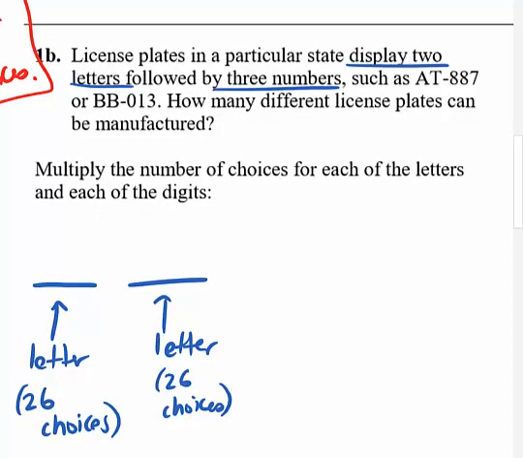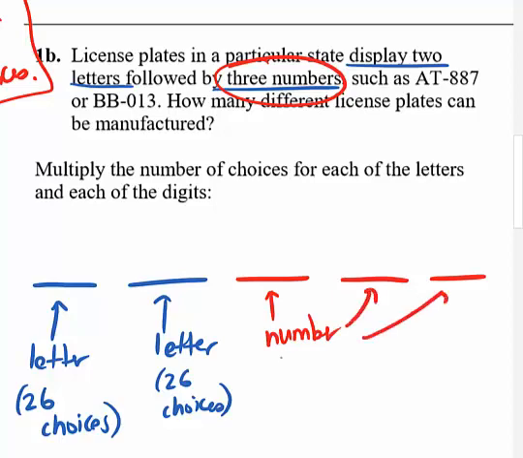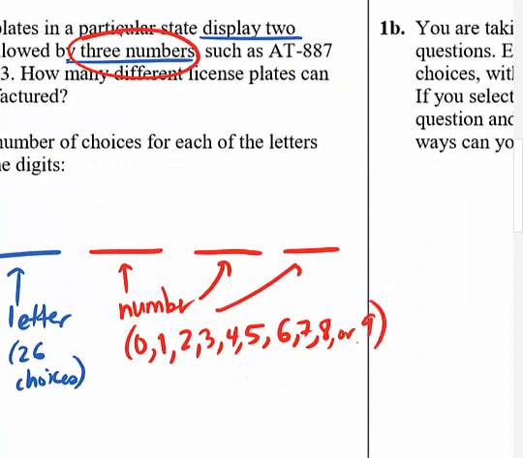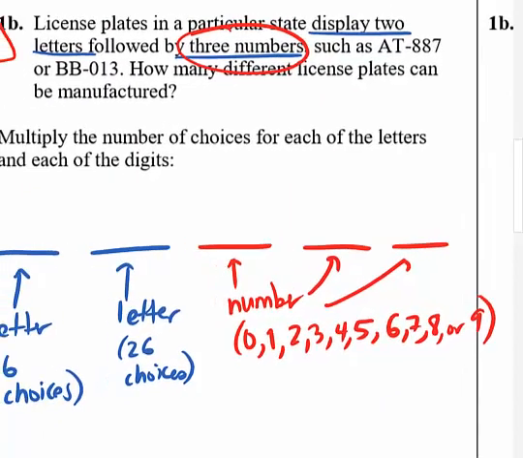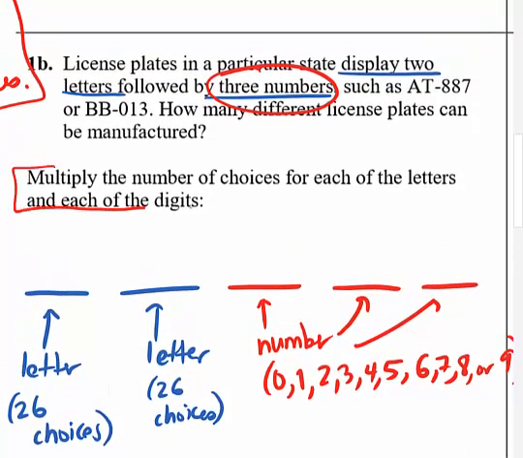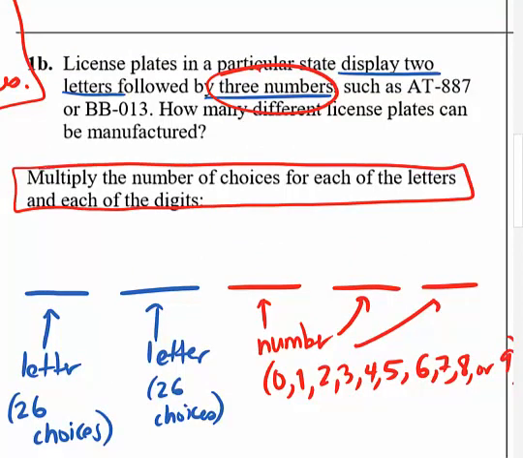Okay, 2 letters, we got that. And then followed by 3 numbers. I think they mean 1-digit numbers, so I wouldn't think that one of those numbers could be a 10 or 11. It's 3 numbers, they're each 1 digit, next to each other. This is a number, so is this, so is this. I'm imagining it's from 0: either a 0, 1, 2, 3, 4, 5, 6, 7, 8, or 9. Nothing bigger than that, because then it would become 2 digits. They want to know how many different license plates can be manufactured.